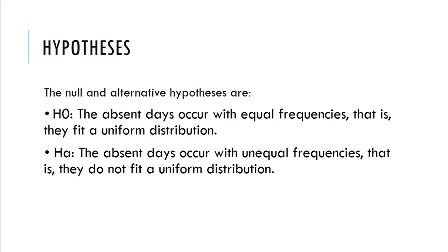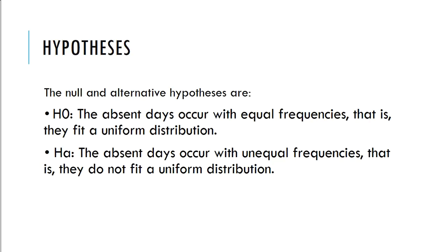All right, let's talk about our hypotheses. To me, chi-squared tests have the easiest hypotheses to make. So the null is the absent days occur with equal frequencies. That is, they have a uniform distribution. And a uniform distribution basically would almost look like a rectangle across the axes, because what it means is Monday will occur at the same frequency as Tuesday, Wednesday, Thursday, Friday. Your alternative is the absent days occur with unequal frequencies. That is, they do not fit a uniform distribution.